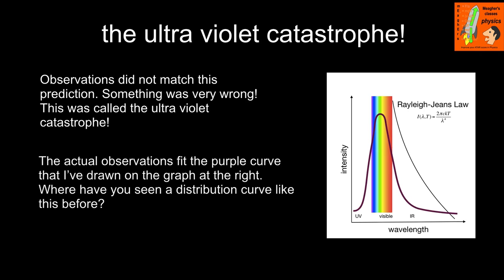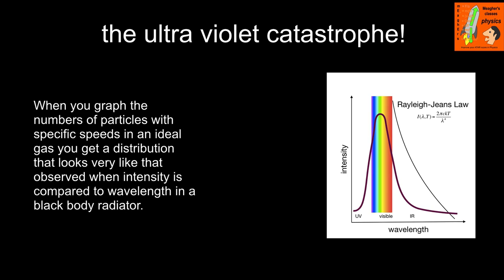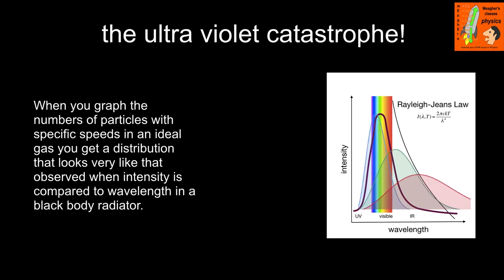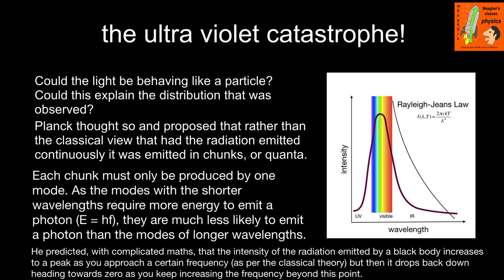The actual observations fit more like this purple line that I've drawn on the graph. So where have you seen a distribution curve like that before? That sort of shape is very similar to when you graph the number of particles at specific speeds in an ideal gas. So could it be that these observations match not waves but particles? Well, it looks like that could be the case, and Planck thought so too.